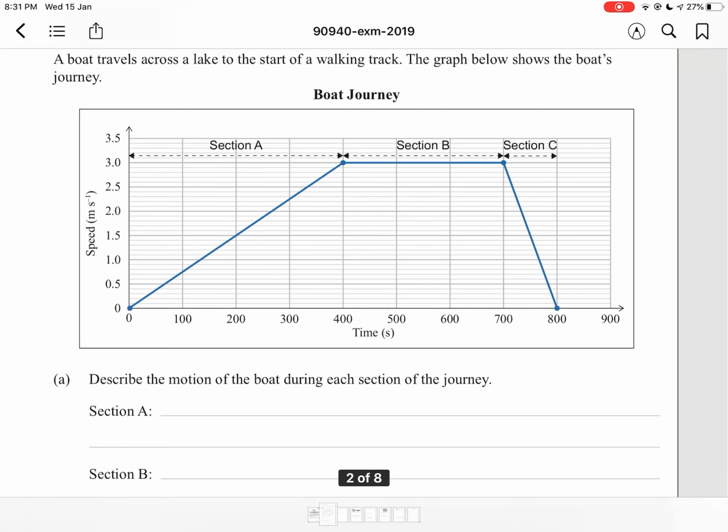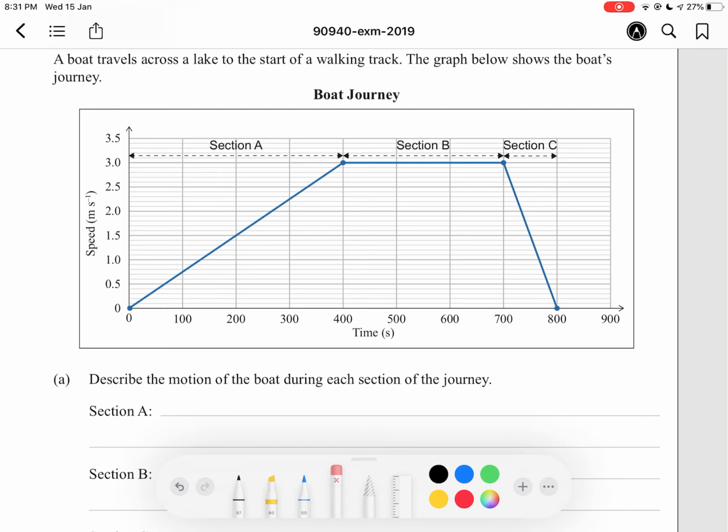So as you can see, this is a speed time graph, and section A goes from 0 seconds to 400 seconds. In section A, the speed increases from 0 meters per second to 3 meters per second in 400 seconds. Because the speed is increasing over time, this boat would be accelerating.